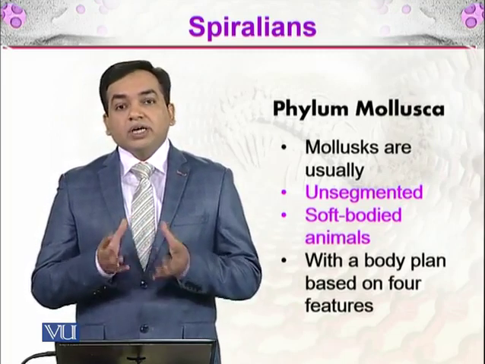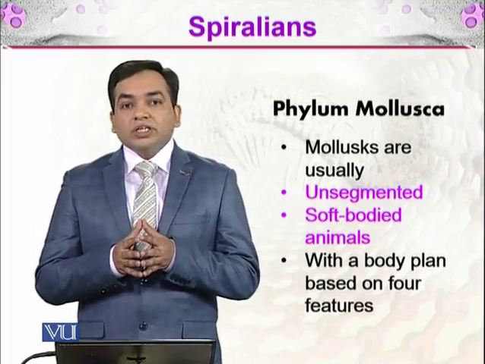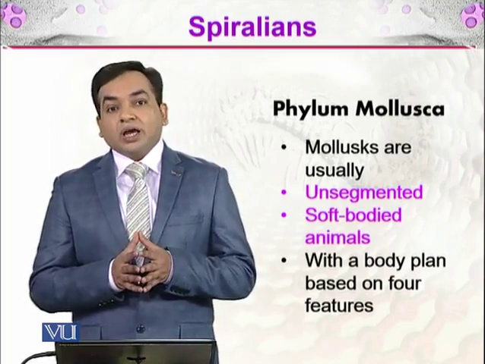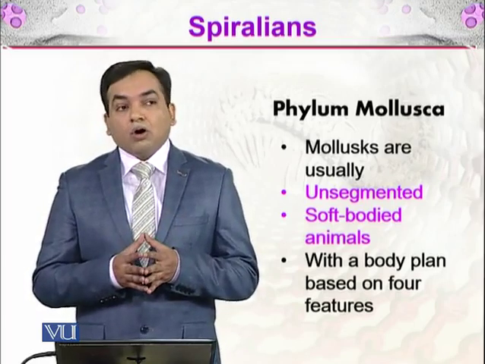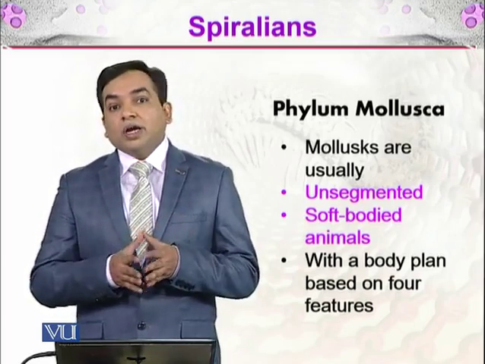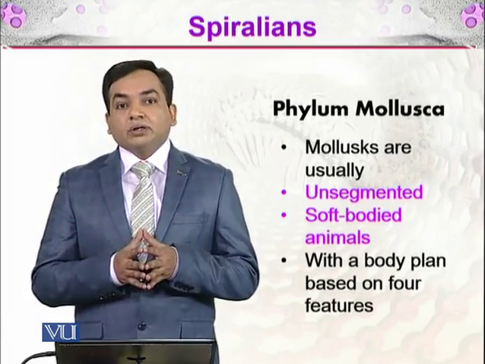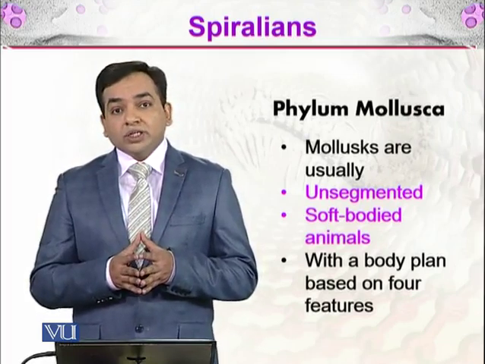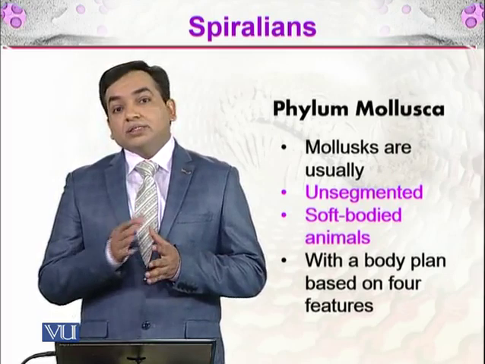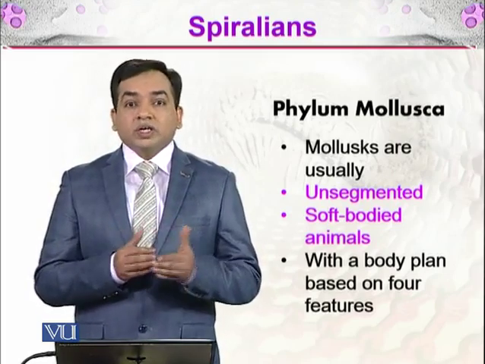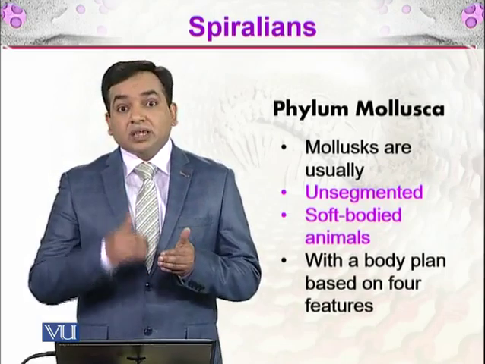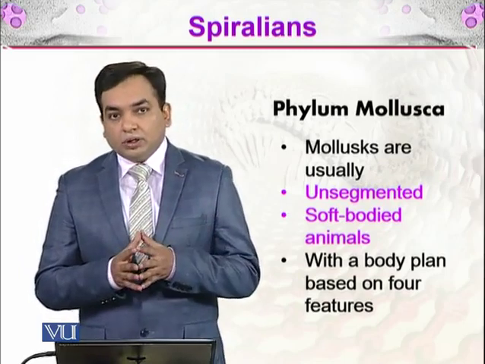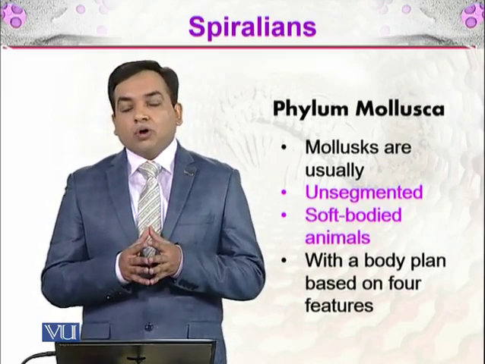So unsegmented, what does that mean? There are some organisms which have segmented bodies. We will be discussing those animals, for example, the nematodes or the insects. Insects are divided into 3 segments, and the nematodes are metamerically segmented. The same is not true for the phylum Mollusca. These are not segmented, and these are soft-bodied organisms. They do not contain any hard structure inside their body. On the outside there might be a shell, but inside there are no hard structures.